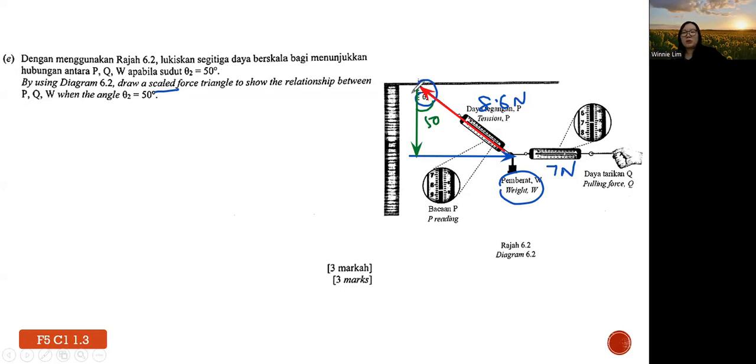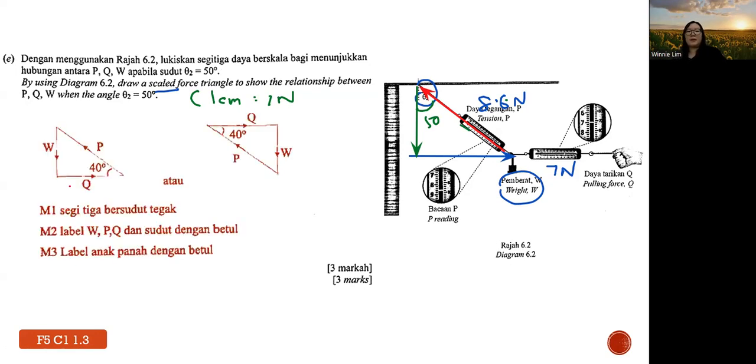So you can assume your scale is 1 cm to 1 Newton. That means you draw straight down, then measure 50 degrees, and draw a length of 8.6 cm. Then you complete the horizontal 7 cm. Then you have the triangle of forces now. Okay, see, I put 50 here, that means here is 40. You can label 50 here.